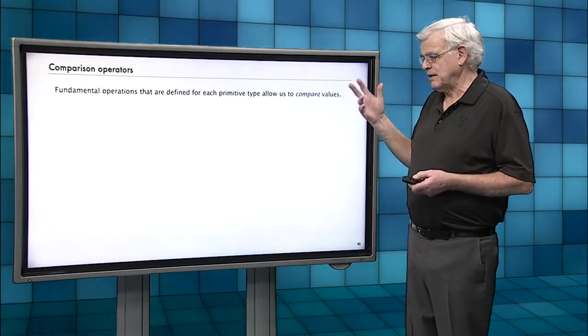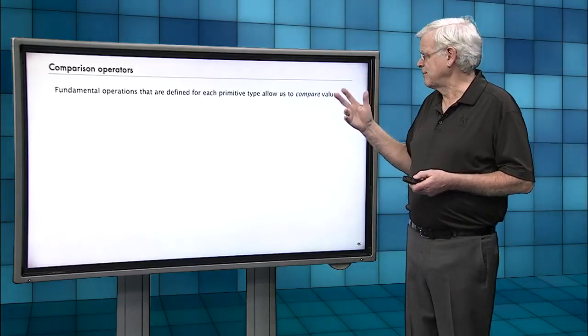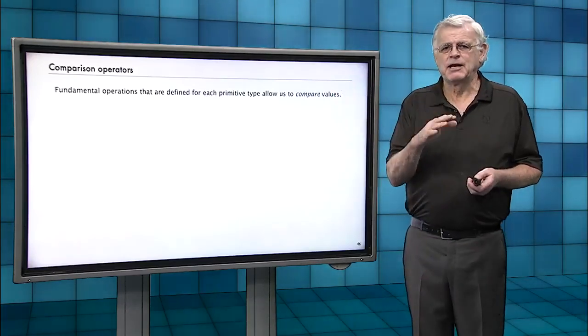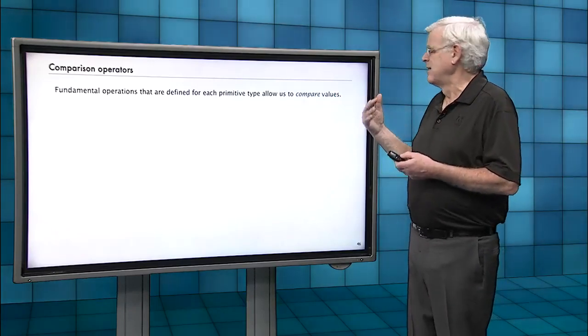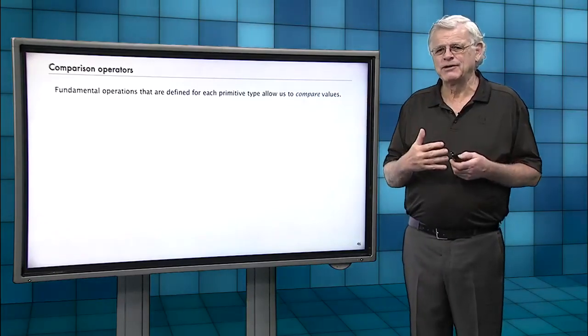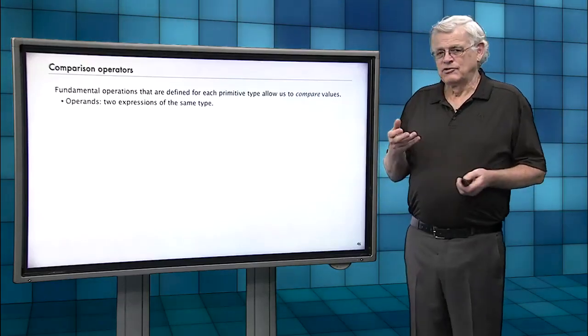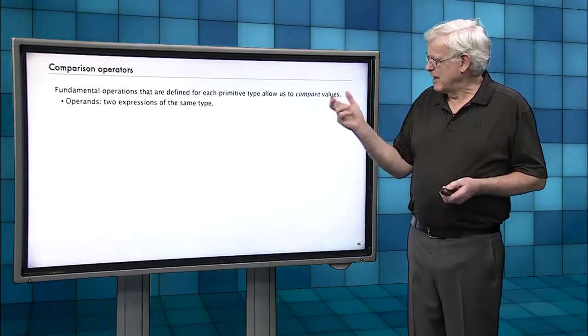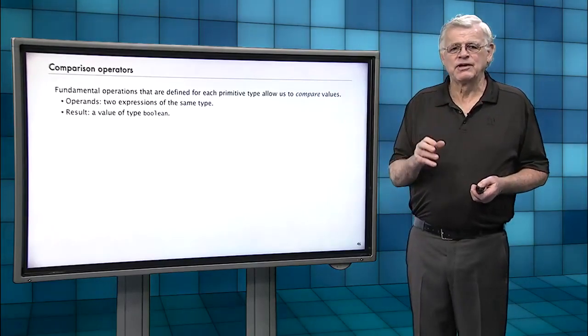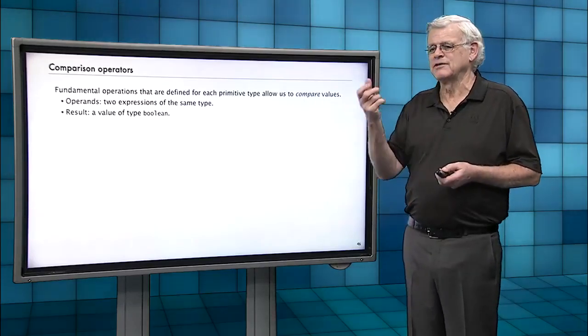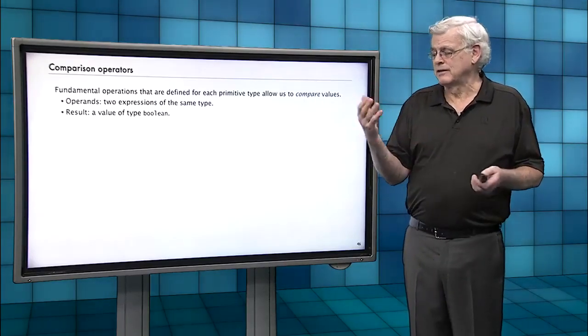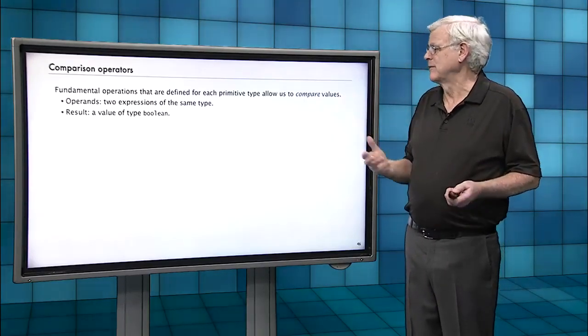So for each type of data, there are fundamental operations built into Java that allow us to compare their values, and that's very important in lots of computations. For these operations, the operands are two expressions of the same type, and the result is a Boolean, so it's either true or false.